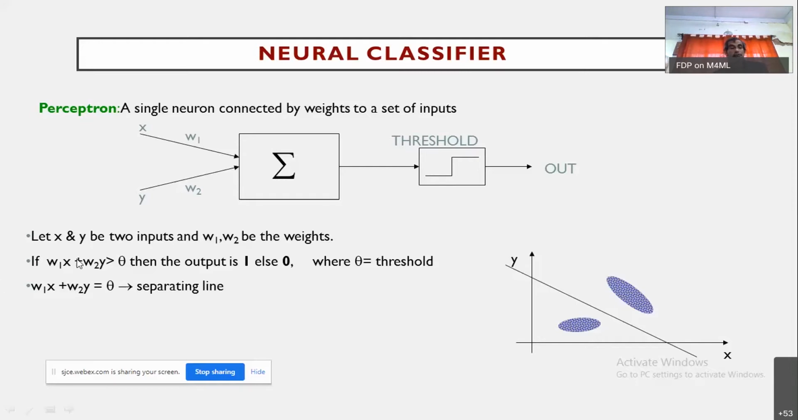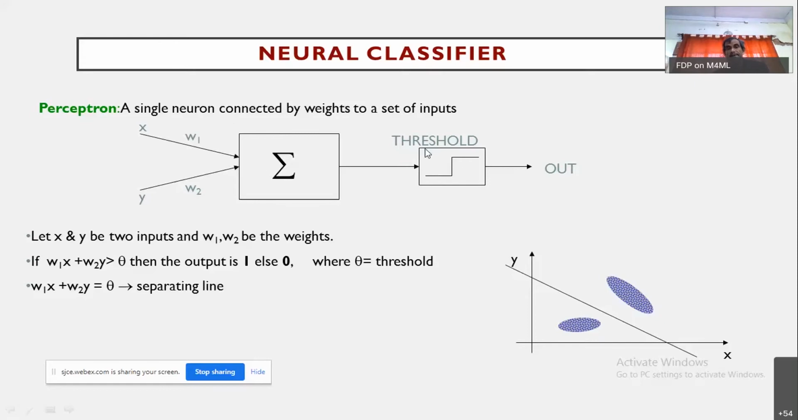Now, as a mathematician, you know that w1x plus w2y equal to theta corresponds to a line. So what does this mean? This classifier means if the total input is more than that, the point will come from this group on one side of the line. Else it will come from the other side of the line. So this can be a kind of classifier again. It's not like that minimum distance classifier. It's a separate type of classifier.